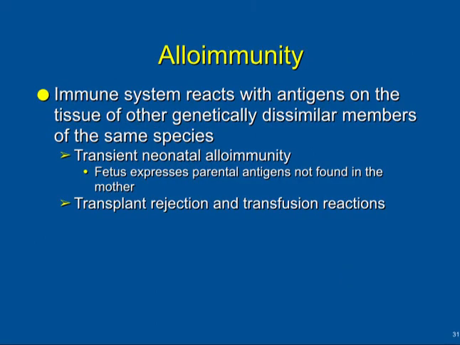When we look at the term alloimmunity, once again, I brought it up at the beginning, the immune system reacts with antigens on the tissue of another genetically dissimilar member of the same species. So essentially, like I mentioned, this would be like a transplant rejection. It can happen in the neonatal period. It can happen with transfusion reactions. So it's basically just mounting that immune response against somebody that's non-self, essentially.